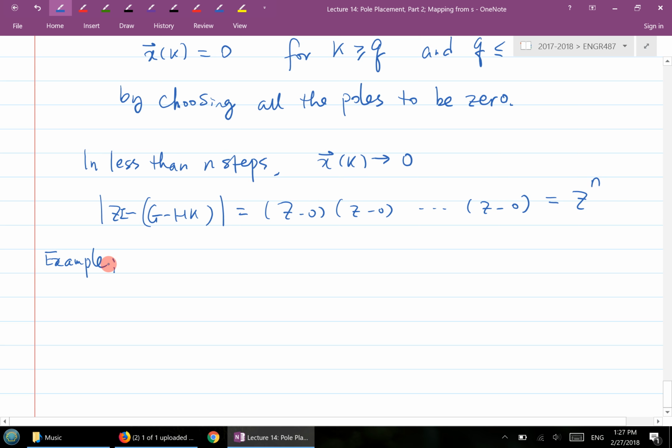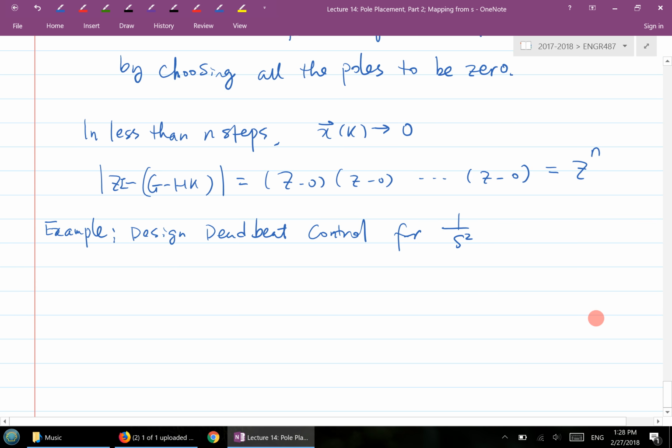I'll use that double integrator for this example. In this one we want to design a deadbeat response control for a double integrator, 1 over s squared. I think in the previous lecture I used pole placement on the double integrator 1 over s squared. So think about the process. I'll skip some steps. Basically, how do you discretize this 1 over s squared and obtain the discrete state space model?